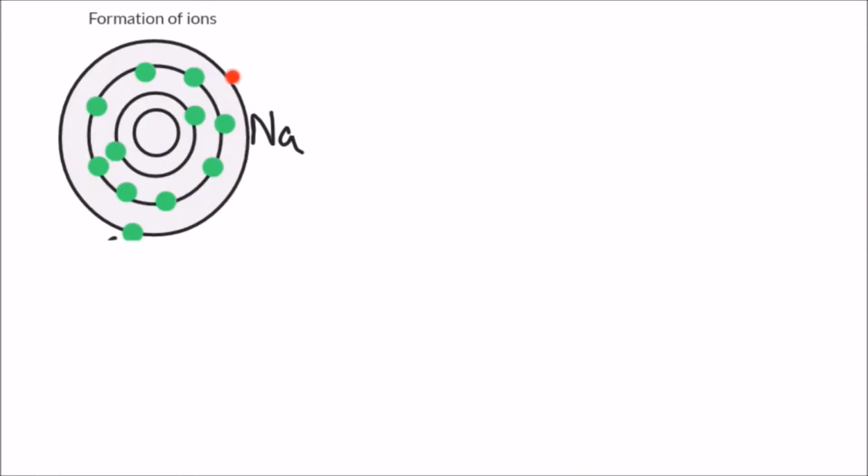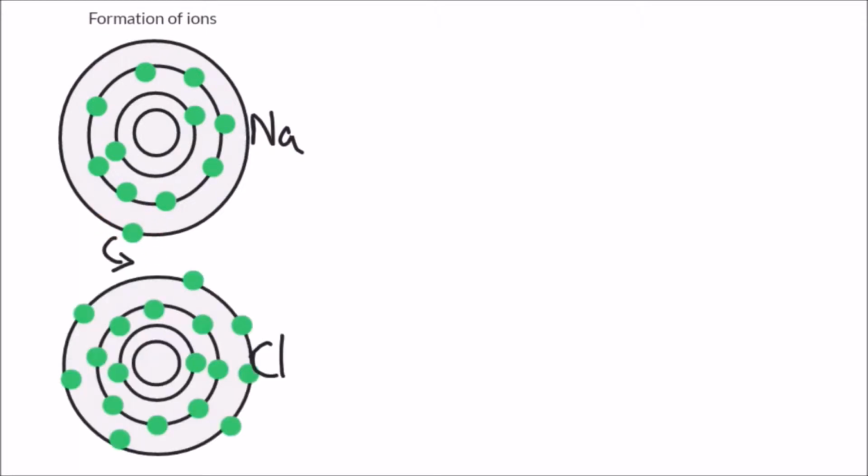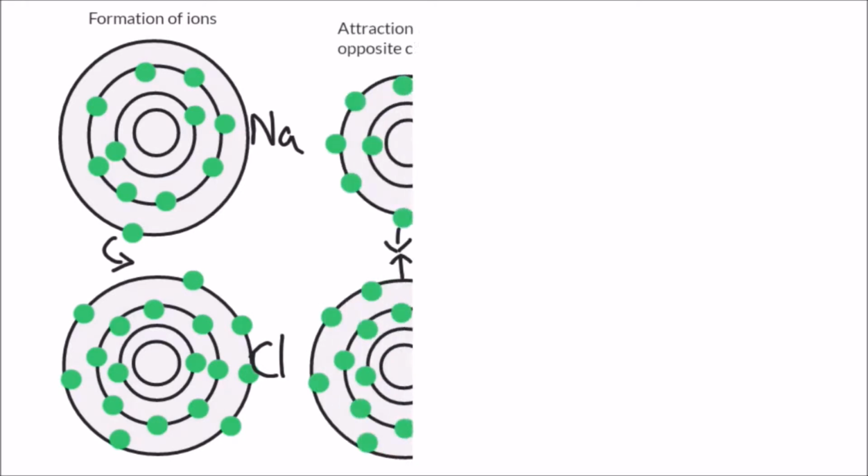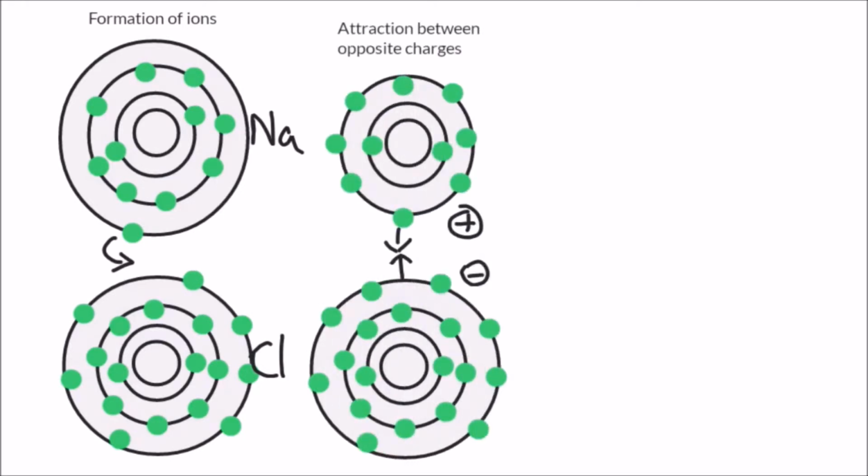This is a sodium element which has 11 electrons and it has one valence electron in its outermost shell. And this is a chlorine element which has 17 electrons and 7 valence electrons in its outermost shell. Sodium can give out this electron to become an octet state, whereas chlorine can take one more electron to form an octet state. This leads to transfer of this electron from sodium to chlorine to form ions.